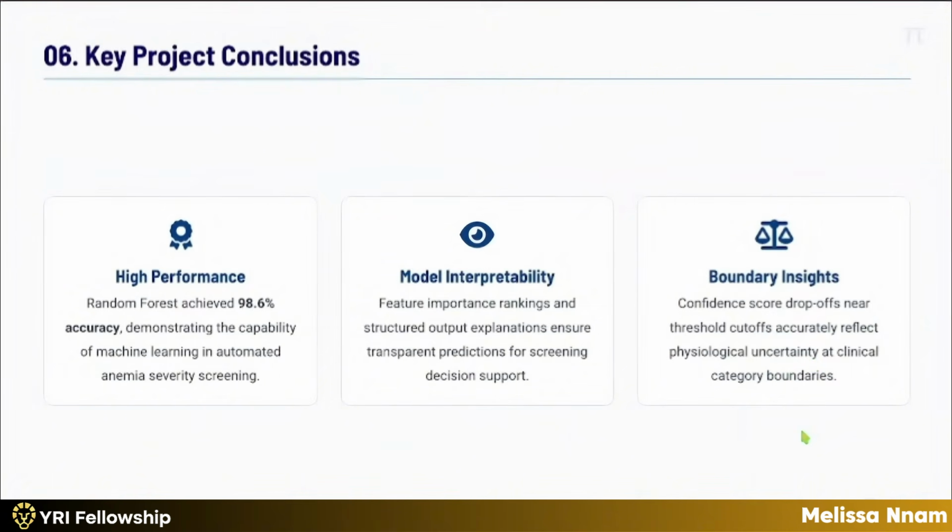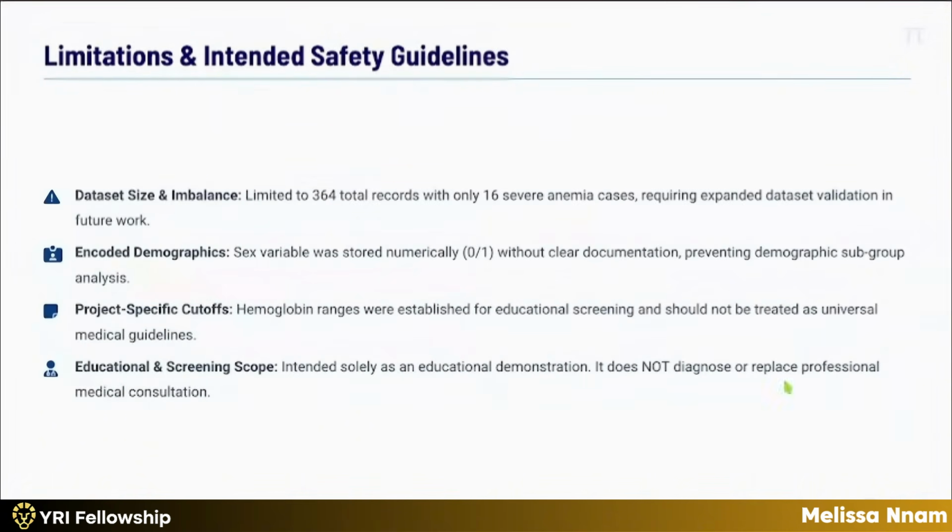The limitations and safety guidelines. Data size and imbalance. Limited to 364 records with only 16 severe anemia cases, requiring expanded dataset validation in future work. Encoded demographics. Sex variable was stored numerically, 0 without clear documentation, preventing demographic subgroup analysis. Project-specific cutoffs. Hemoglobin ranges were established for educational screening and should not be treated as universal medical guidelines. Educational and screening scope. Intended solely as an educational demonstration, it does not diagnose or replace professional medical consultation.